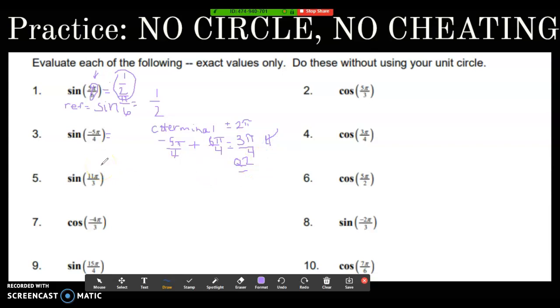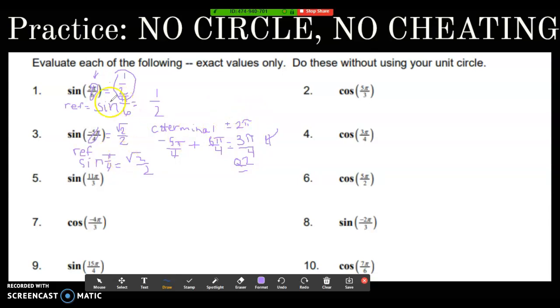So let's think about it. Pi over 4, the sine of pi over 4, which is our reference angle, right? We want to start with our reference angle. And we know our reference angle is pi over 4. So we've got to think about what the sine of pi over 4 would be. We know that sine of pi over 4 is equal to radical 2 over 2. That means that the sine of negative 5 pi over 4 is going to be the same, radical 2 over 2.